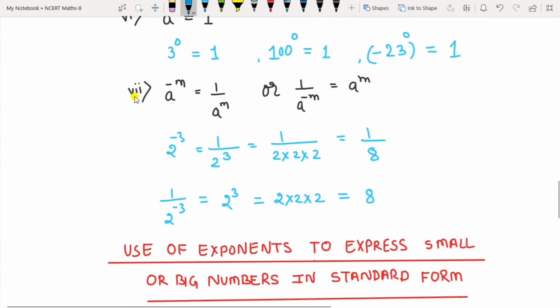Then seventh law is a similar thing that I have explained above, that if any negative power is there, you have to write its inverse. Okay, similarly here negative power, you have to write its inverse. These are the examples.